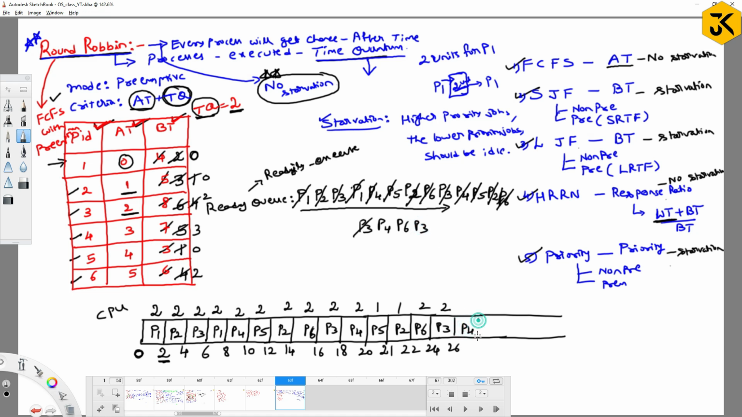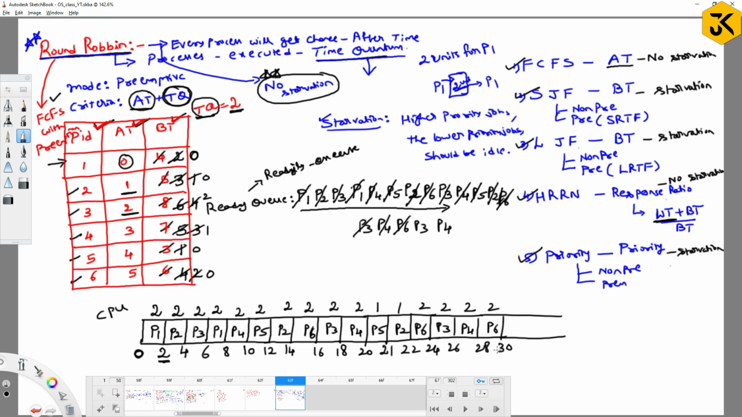Next P4 got the chance, 2 units, complete by 28 and it is left with 1 unit. So again I need to add it to the ready queue. Next P6 gets the chance, 2 units, complete by 30. So left with 0. So no need to add it to the ready queue.